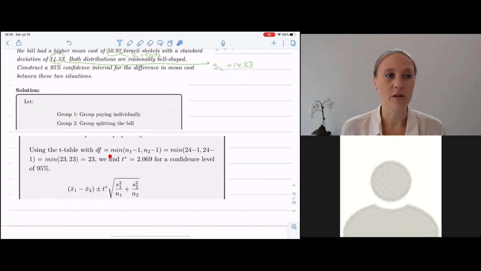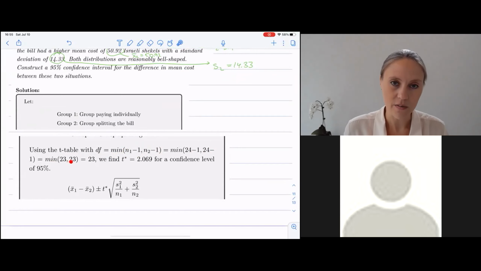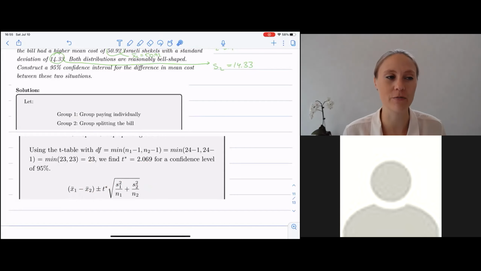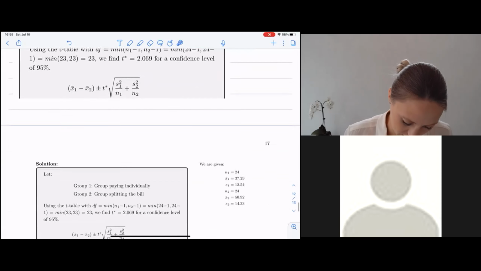So using the t-table with the degrees of freedom, which I'm just grabbing from the formula sheet, I'm plugging in my sample sizes. This is all just going through the motions. It's not hard, it's just how we should show it properly. With 23 degrees of freedom, for a 95% confidence interval, we get a t-star of 2.069. So we have our t-star, x1 bar, x2 bar, S1, N1, S2, N2. We have all the information now that we need to construct this interval.